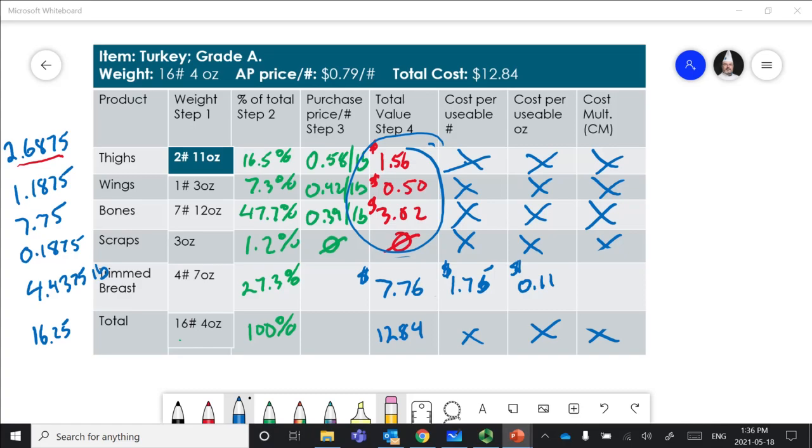So what I'm talking about is this is a lot of math to do, and we're not going to do this every time we buy a turkey. You're going to do this maybe once every 6 months or every 3 months, to make sure that you're calculating this properly.